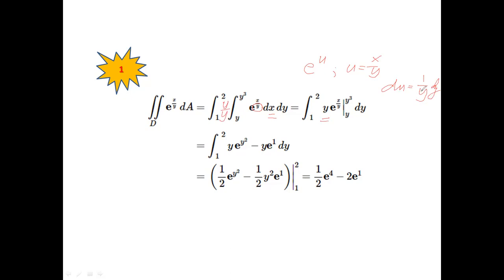You made use of the derivative of your u, and the y is this y that you are seeing here. So you have y e raised to x over y. Limits would be y to y cubed. Remember, since you are integrating in terms of x, you will substitute the y and the y cubed to the x only in here.